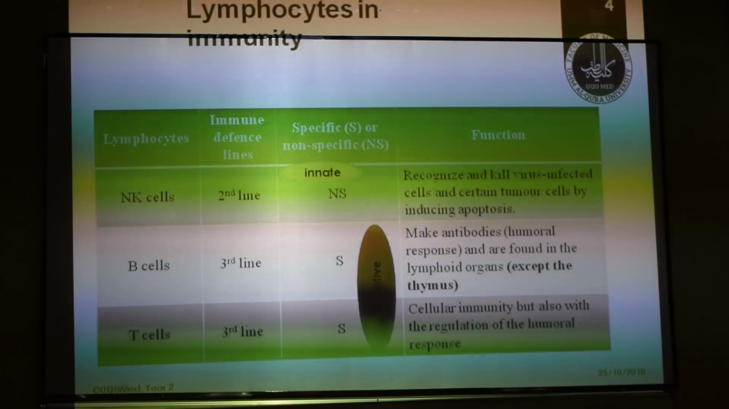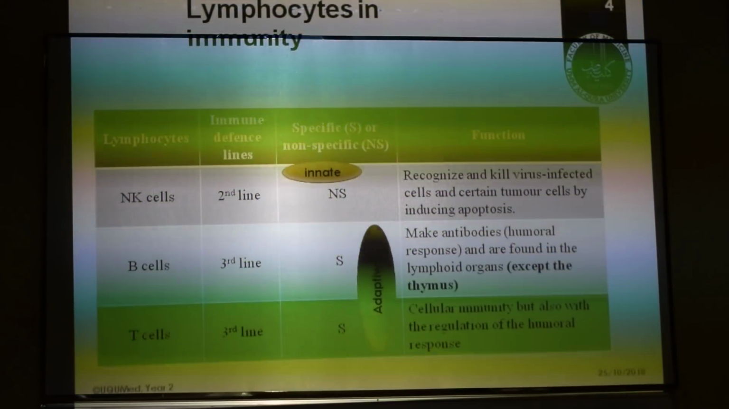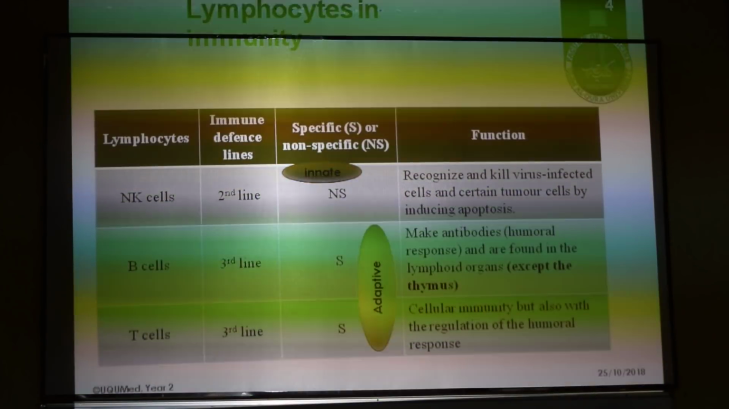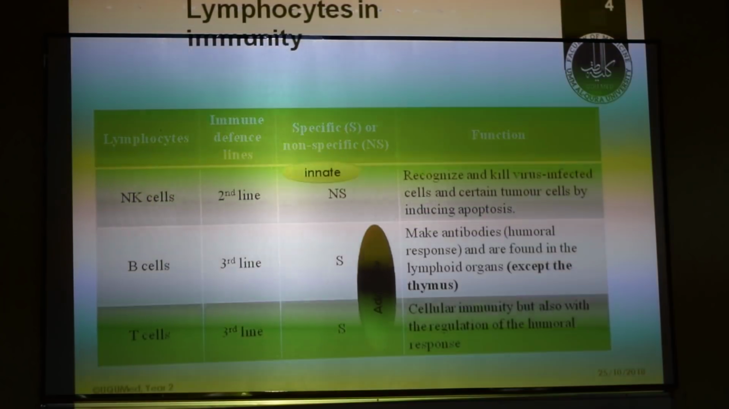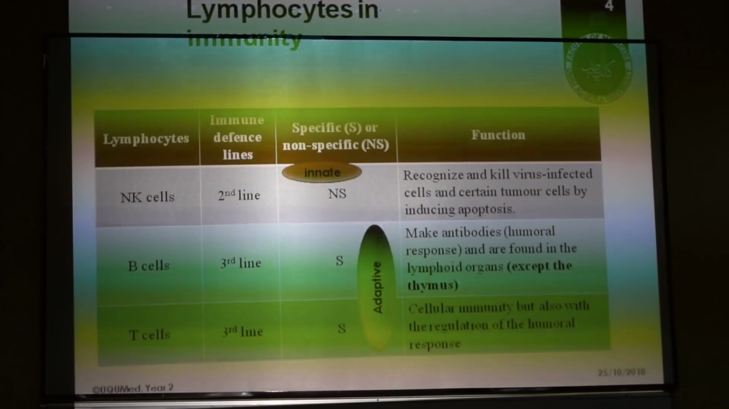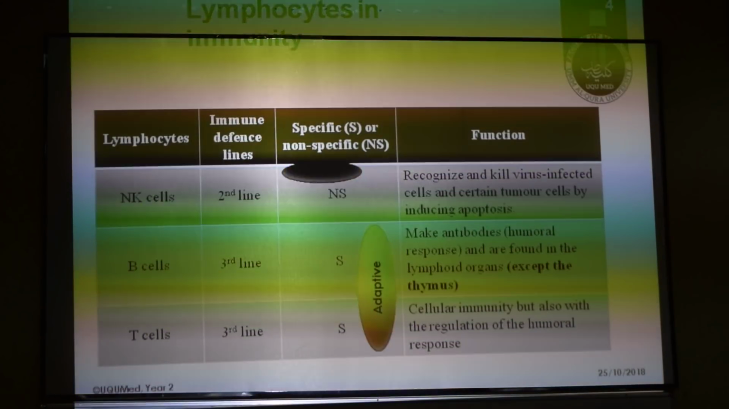Then the T cell, again, is a third line of defense. It's a specific immune response, and it's actually at the center of the whole immune system. It helps, that's why its name is helper T cell. It kills, that's why one of them is the cytotoxic T cell. It regulates the immune response, that's why one of them is the regulatory T cell. So they have a lot of functions. They are at the center of the adaptive immune system.